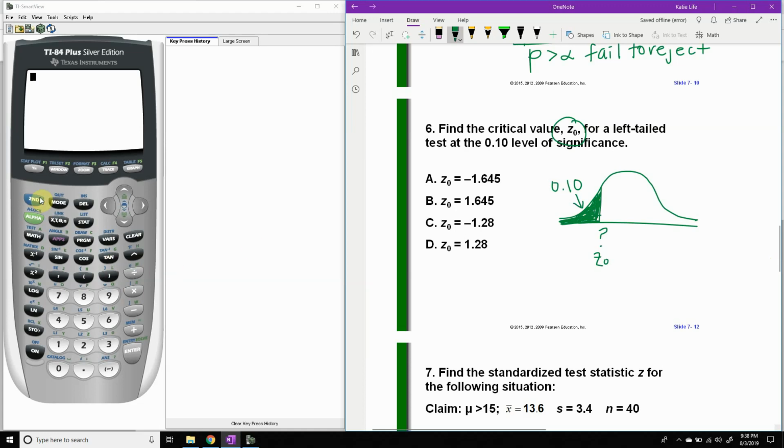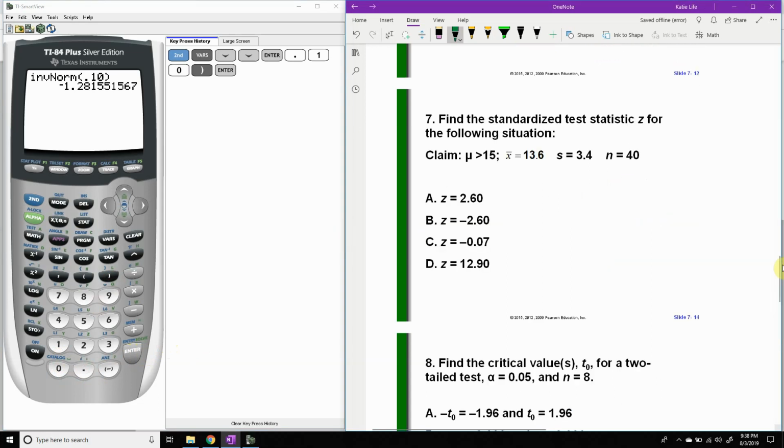So we go over here to the calculator and we do second, the variables button, gets us into that distribution menu, and I want to go down to where it says inverse norm. So I want to work backwards. I want to give it an area and figure out what z-score would trap that area. I'm going to put in the 0.10. And the z-score that would do that would be about negative 1.28. So number 6 is C.